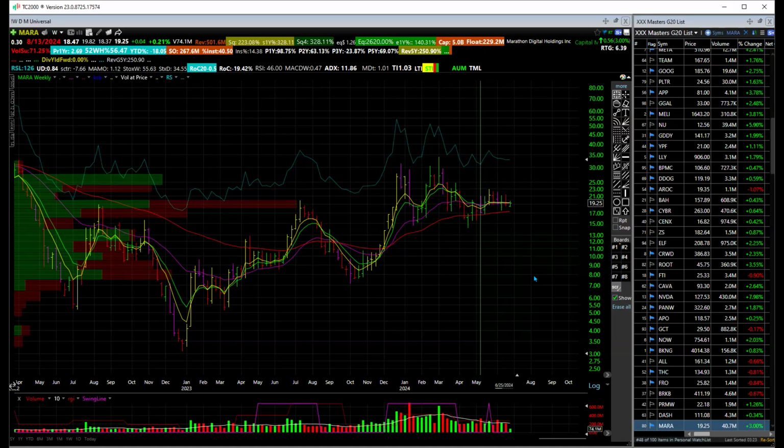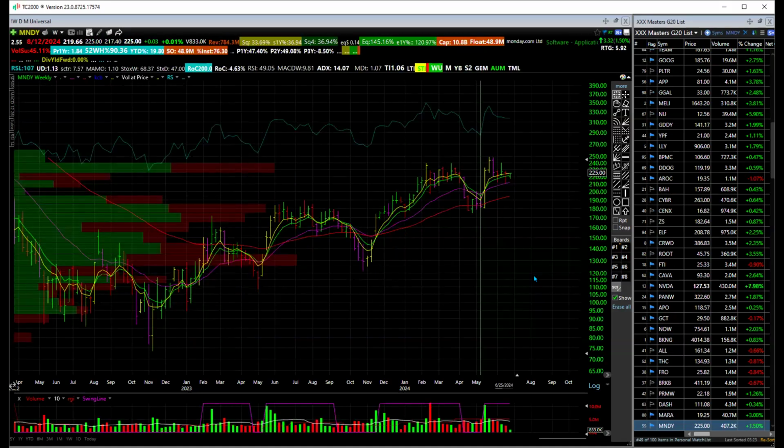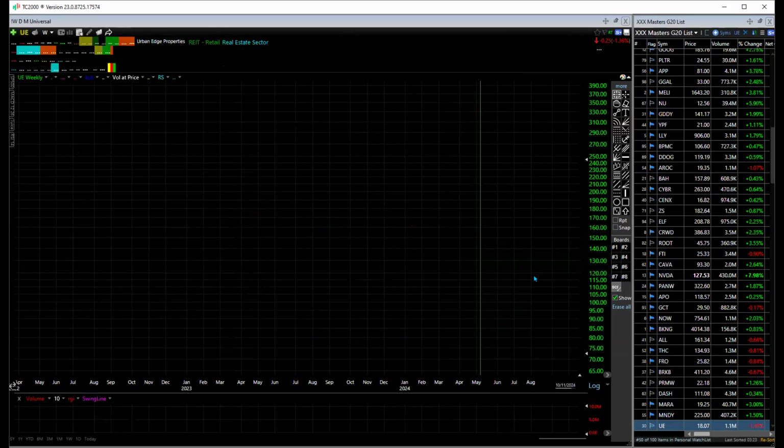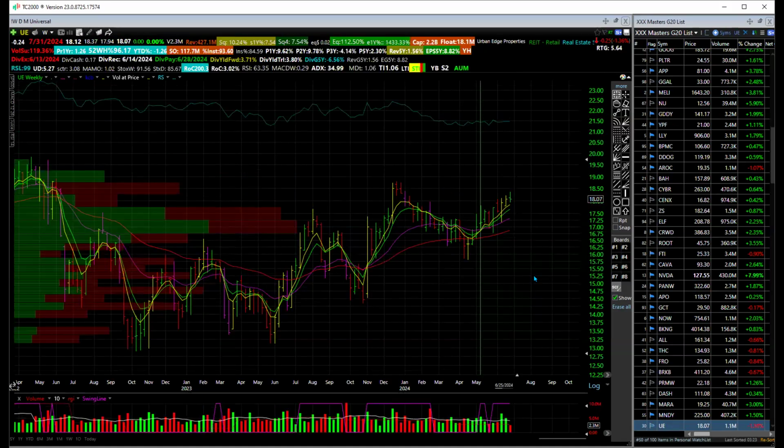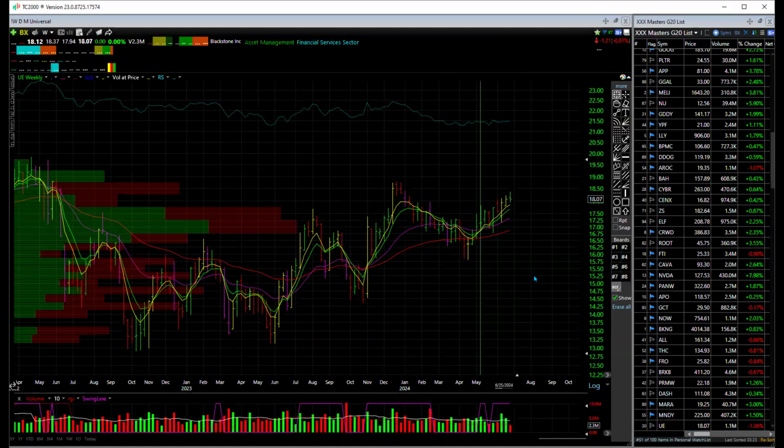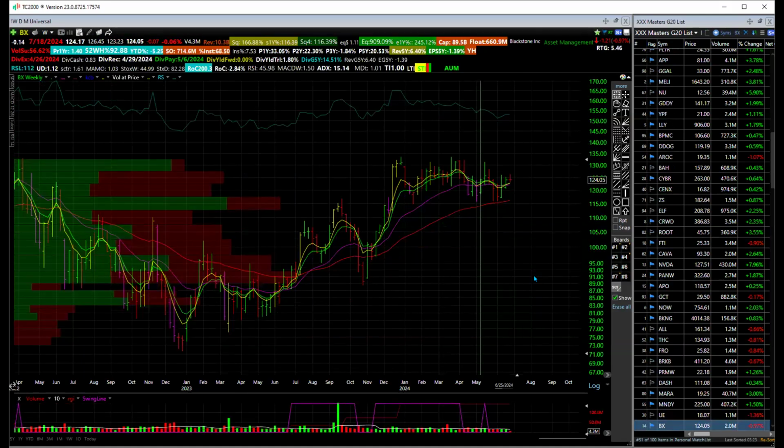Chart's a bit choppy though. Monday, it's a bit of a volatile chart, but overall trend is up. Urban Edge, messy chart, although the base looks constructive. Blackstone is in a consolidation after having bottomed out.